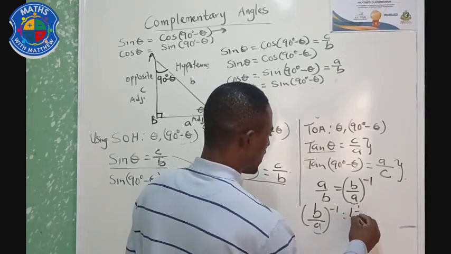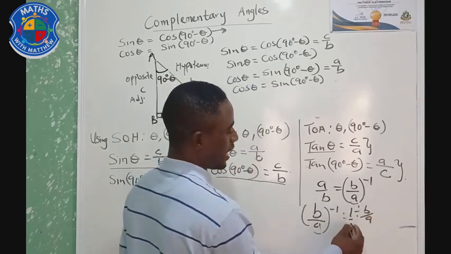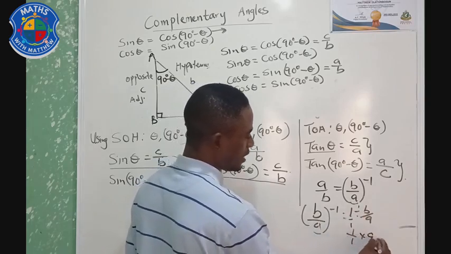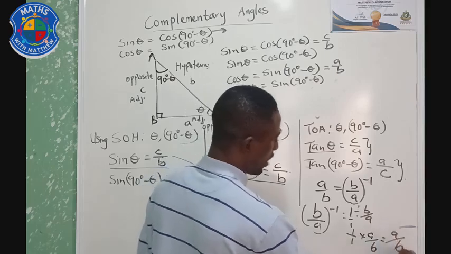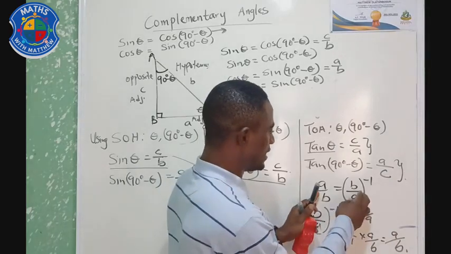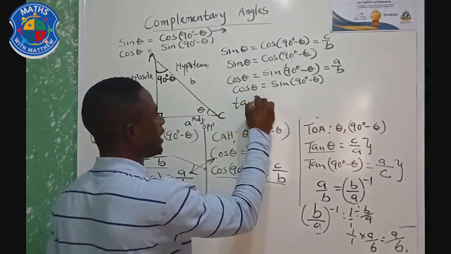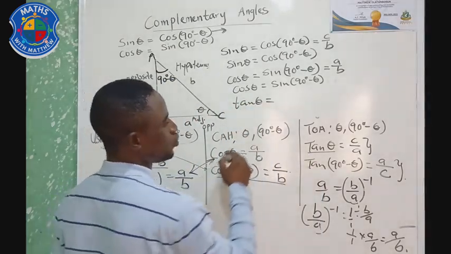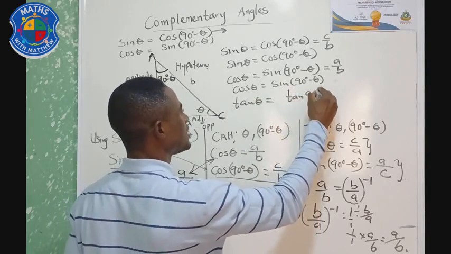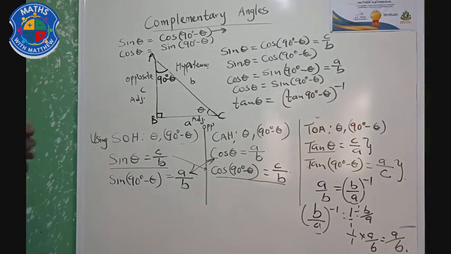as 1 divided by B over A. And when we say 1 divided by B over A, I can change the division sign to multiplication and say 1 over 1 times A over B, which is A over B. Do you understand? So what we have here and these, they are the same. So I can now say my tan theta is equivalent to 1 over tan 90 degrees minus theta inverse. Do you get that?